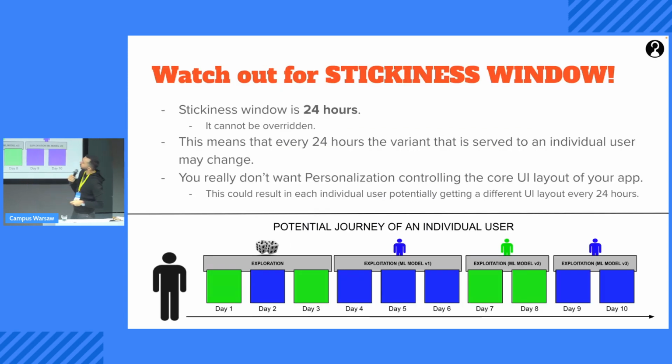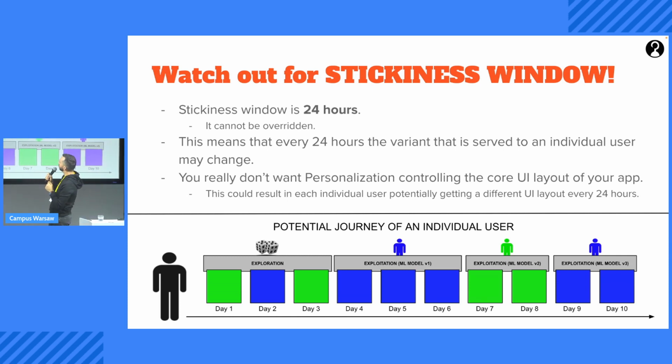So, the stickiness window, which I mentioned at the beginning of the presentation. The stickiness window is the amount of time during which, once a variant is served to a user, that user keeps getting that same variant. It doesn't go from green to blue every time someone launches the app. Instead, it sticks to its decision of which variant to serve for 24 hours, and this is per user. This cannot be overridden at this time.